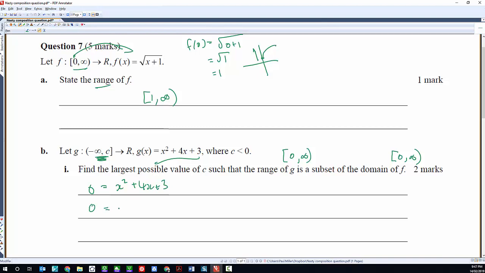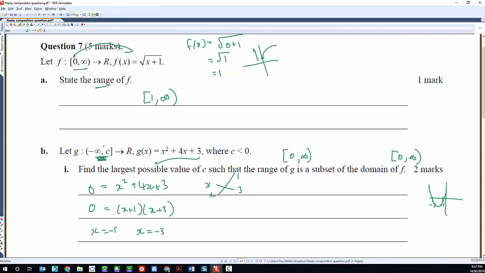0 equals, quick factorize here, (x + 1)(x + 3), so x equals -1, x equals -3. All right, let's just think about what that parabola actually looks like. There's -3 and there's -1. The parabola looks like so. Don't need to worry about y-intercepts or anything like that.